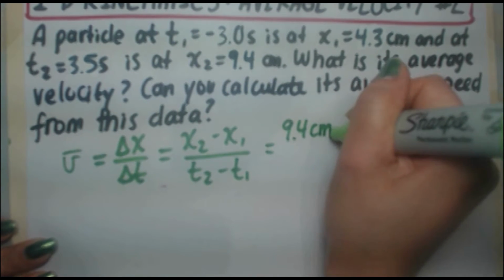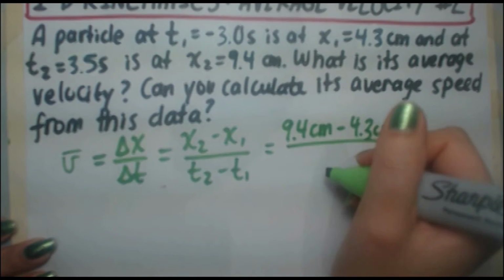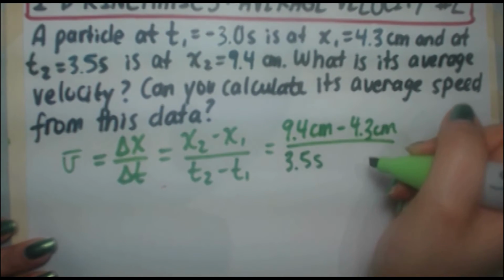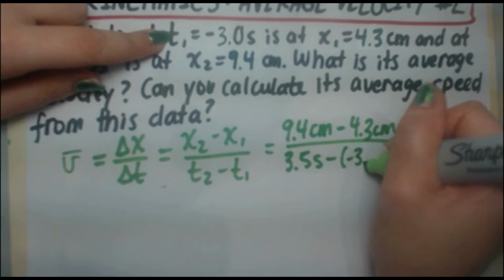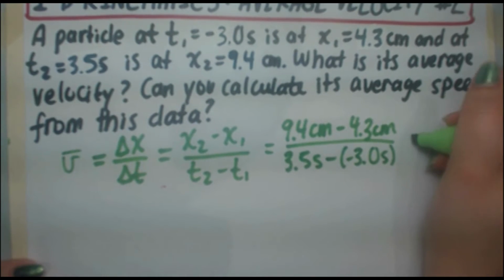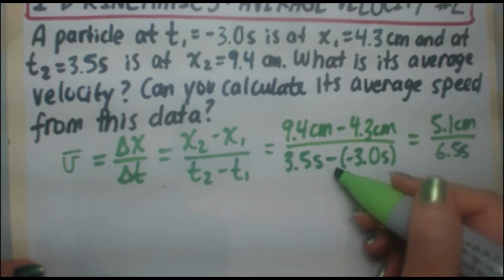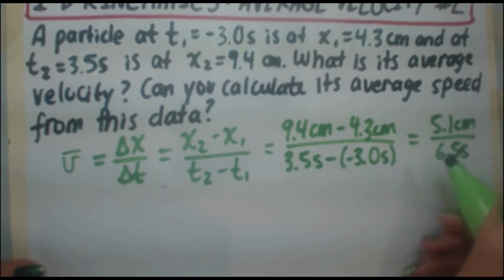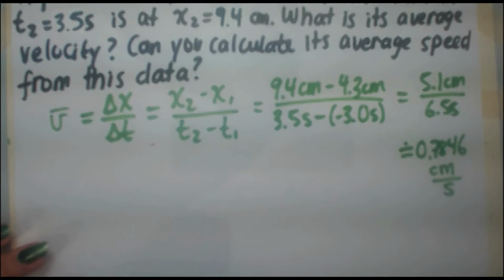So 9.4 centimeters minus x1, 4.3 centimeters, divided by t2, which is 3.5 seconds. And just be careful with your signs here because notice t1 is negative, so you're subtracting this minus 3.0 seconds. Okay, so that's equal to 5.1 centimeters over 6.5 seconds. Remember that when you subtract a negative, you actually end up adding the numbers together. Okay, so this comes out to be approximately 0.7846 centimeters per second.